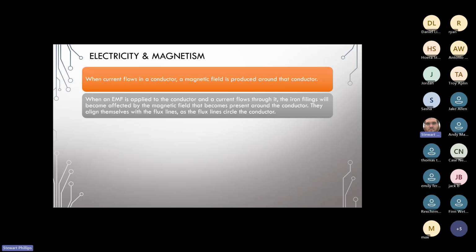So, electricity and magnetism. When a current flows in a conductor, a magnetic field is produced around that conductor. When an EMF is applied to the conductor and a current flows through it, the iron filings will become affected by the magnetic field that becomes present around the conductor. They align themselves with the flux lines as the flux lines circle the conductor, like shown in the picture. So the flux lines are perpendicular to the flow of current and go around the conductor in a circular pattern.